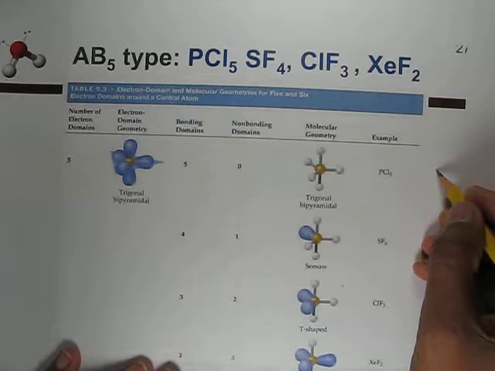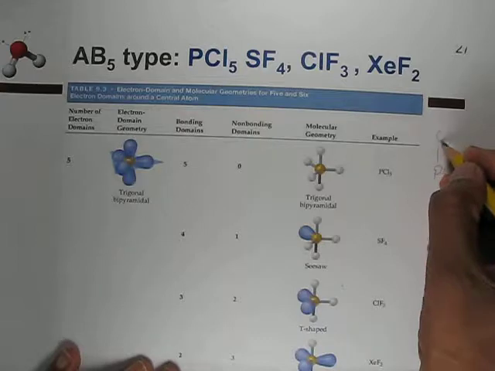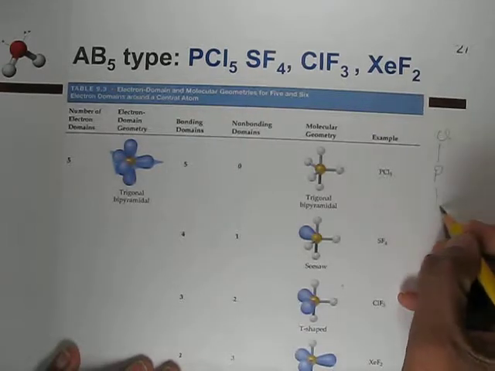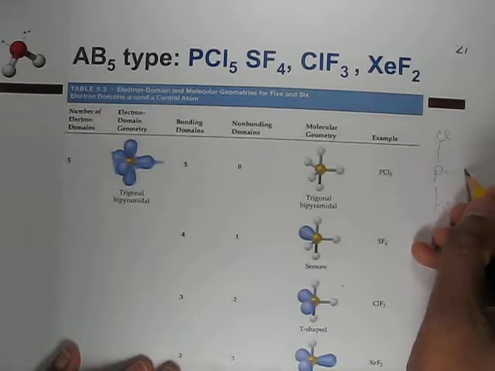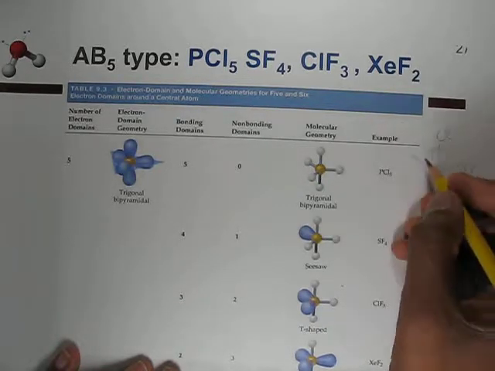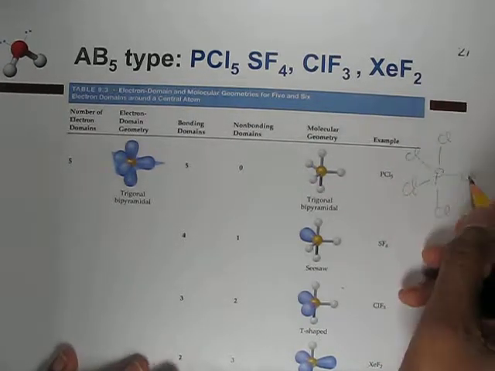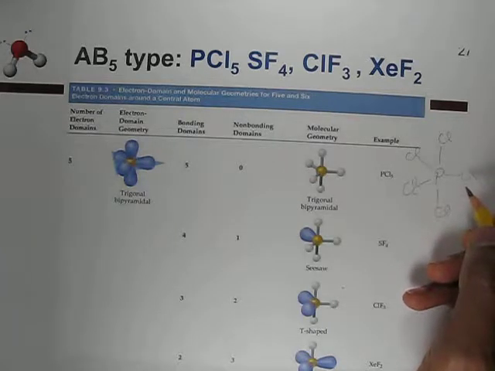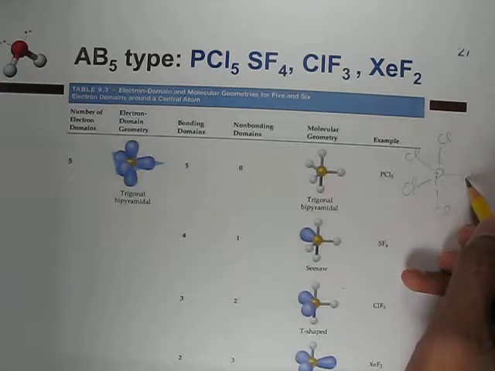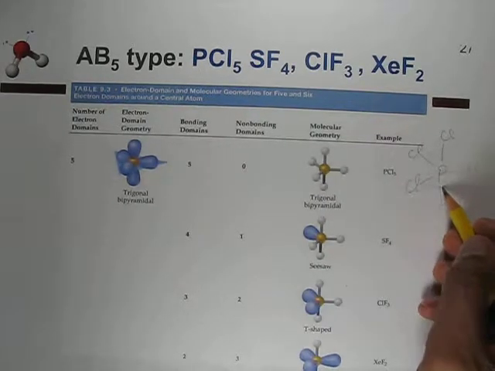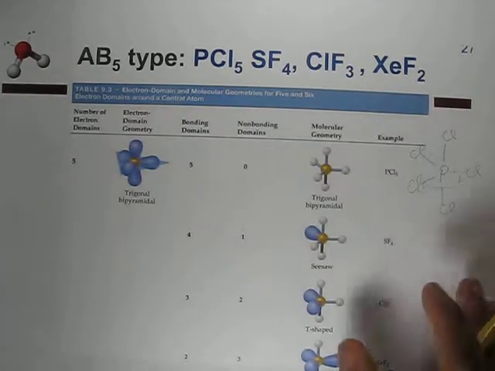In the case of PCl5, we can write phosphorus in the center, then 1 chlorine on the top, another chlorine at the bottom, and then make a triangle from here, like this one and this one. So these 3 chlorines will be in one plane, and the bond angle between these will be 120, and the others will be 90 degrees.